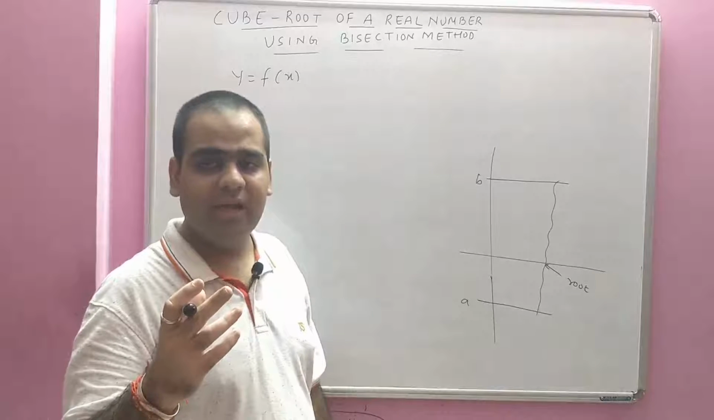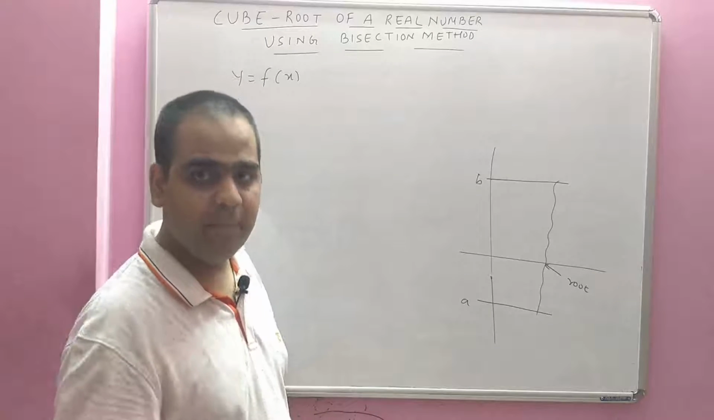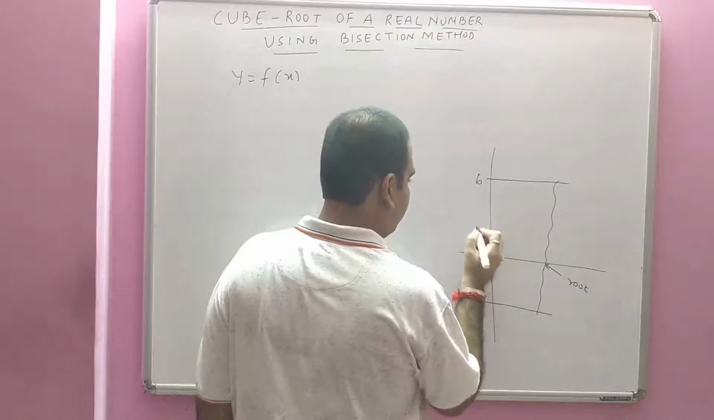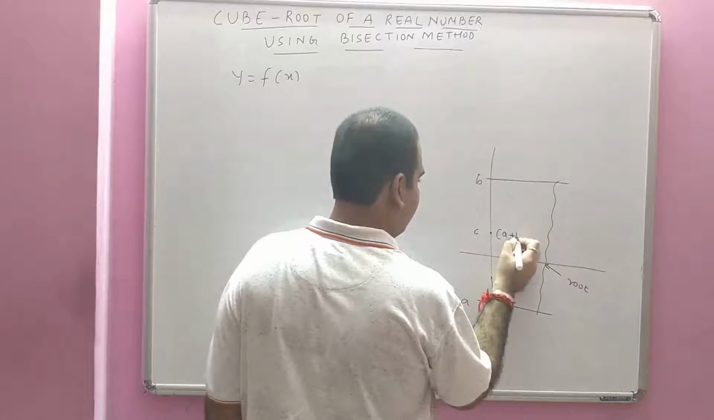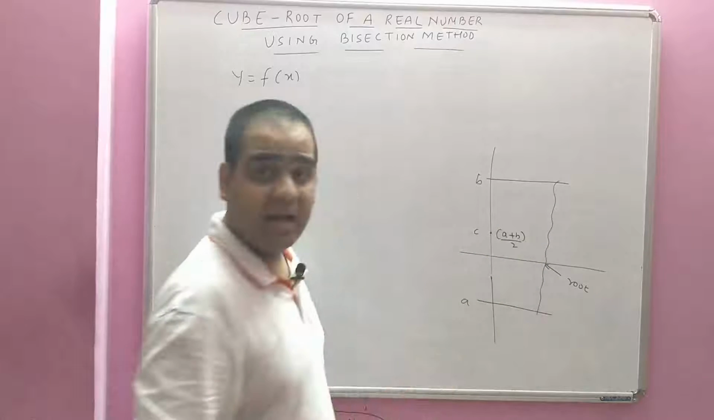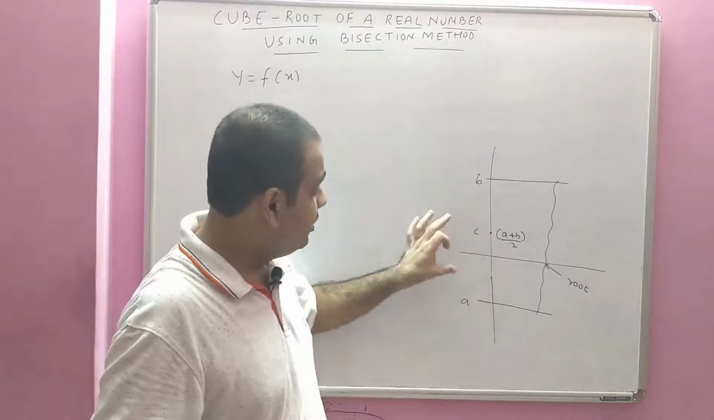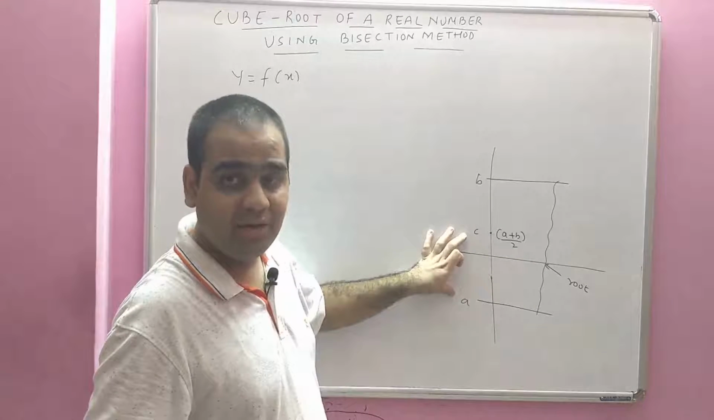Let the midpoint of A and B be C, which is A plus B by 2. Now again, let us assume that this gives a positive value. That means the root should be somewhere between A and C.